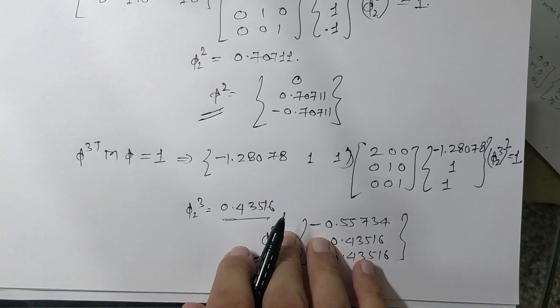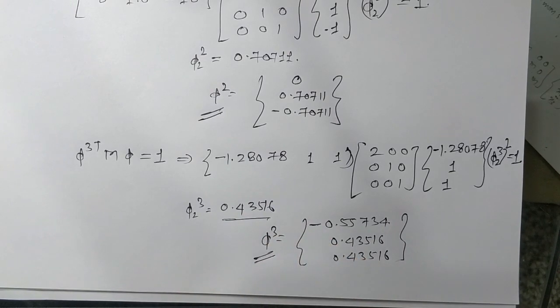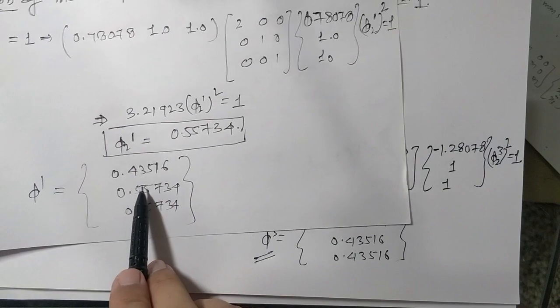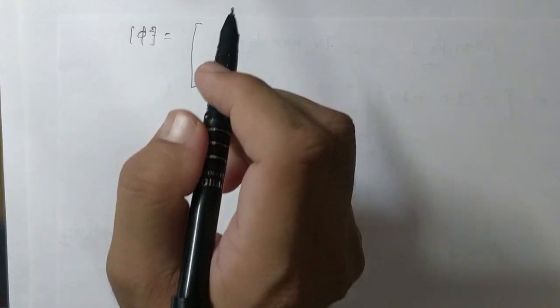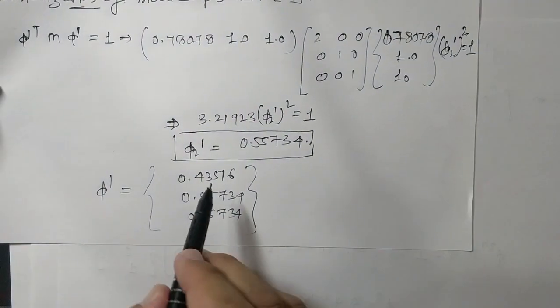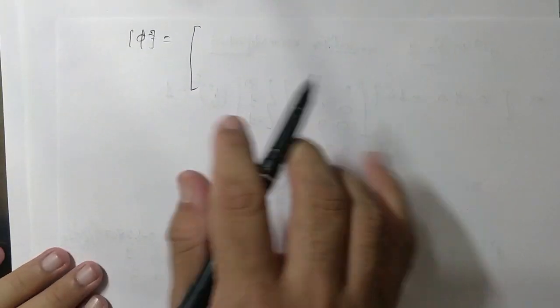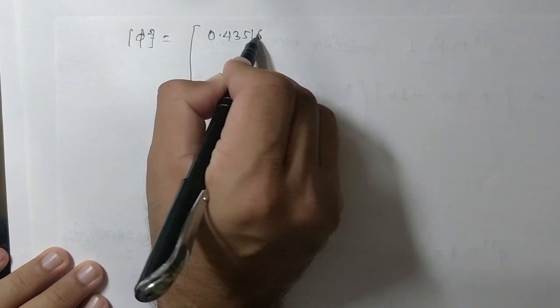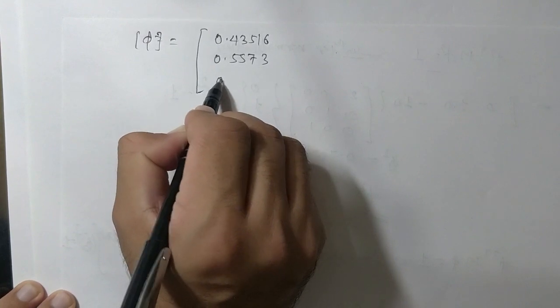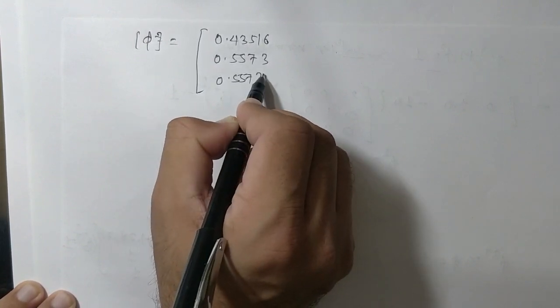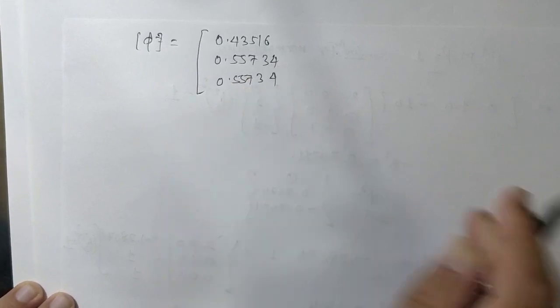From now we can put all the mode shapes in one form in the modal matrix. So this was our first mode shape, this is second and this is third. So we can write the modal matrix phi. The first mode shape is 0.43516, 0.55734, 0.55734. So this is the first mode shape.